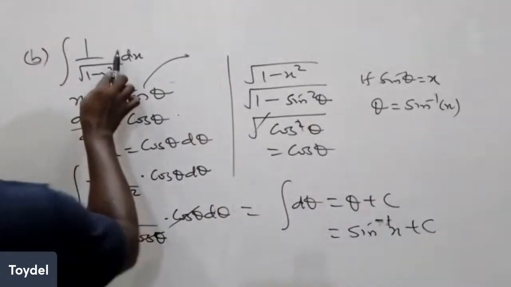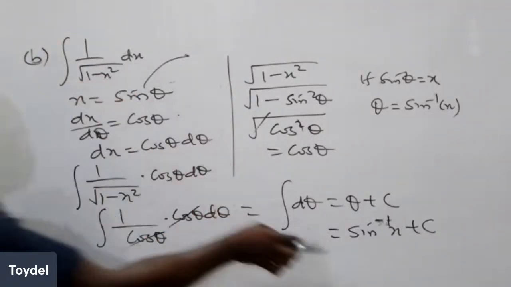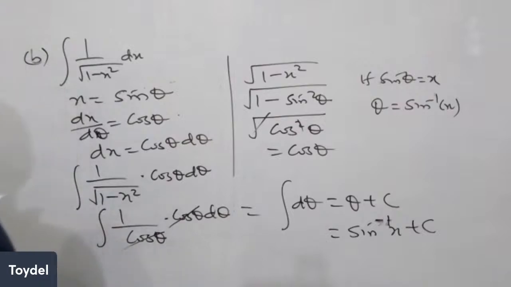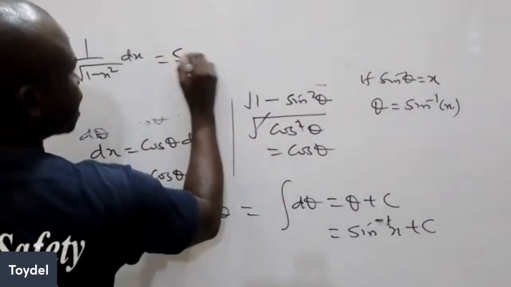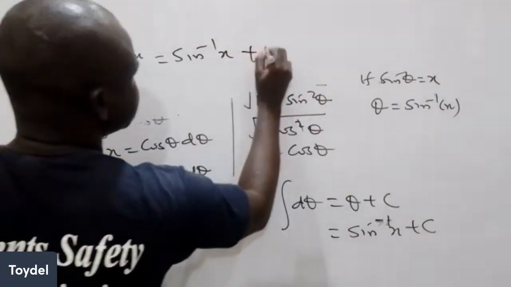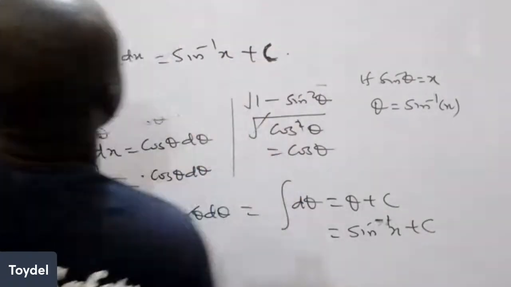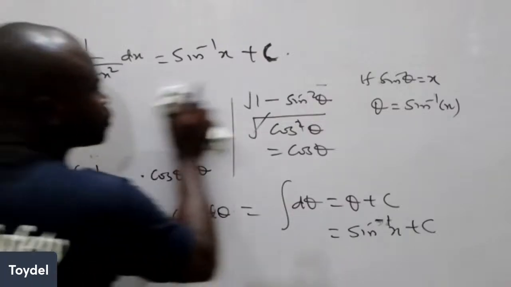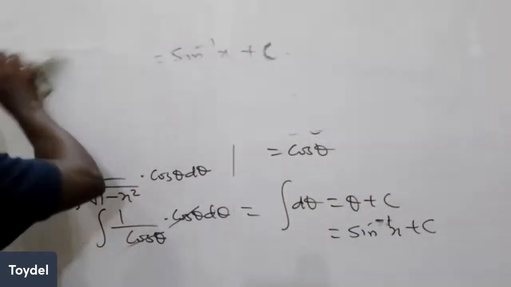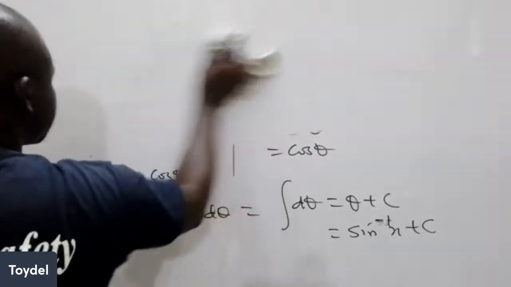So the final answer, if I integrate this problem here, will be arc sine x plus c, arbitrary constant. That's what I'm going to get, and that is the solution to the second problem. So we go to the last example, the last example that we are given under this, and we call it a day.